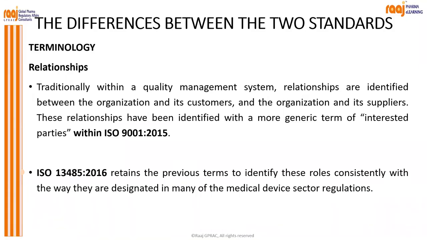Then the relationship, traditionally within a quality management system, relationships are identified between the organization and its customer, and the organization and its suppliers. As I said, the relationship is very important when we talk about the customer, organization, supplier, and this relationship has been identified with the more generic term, interested parties.